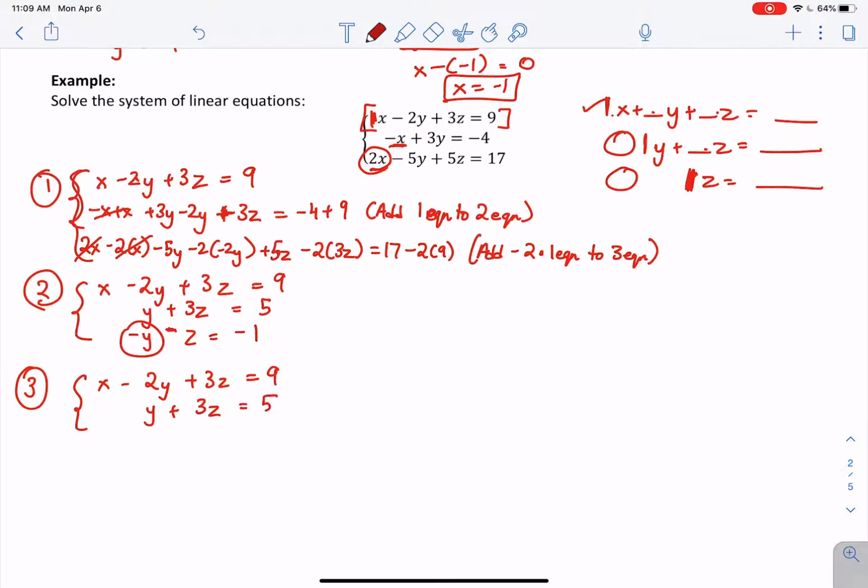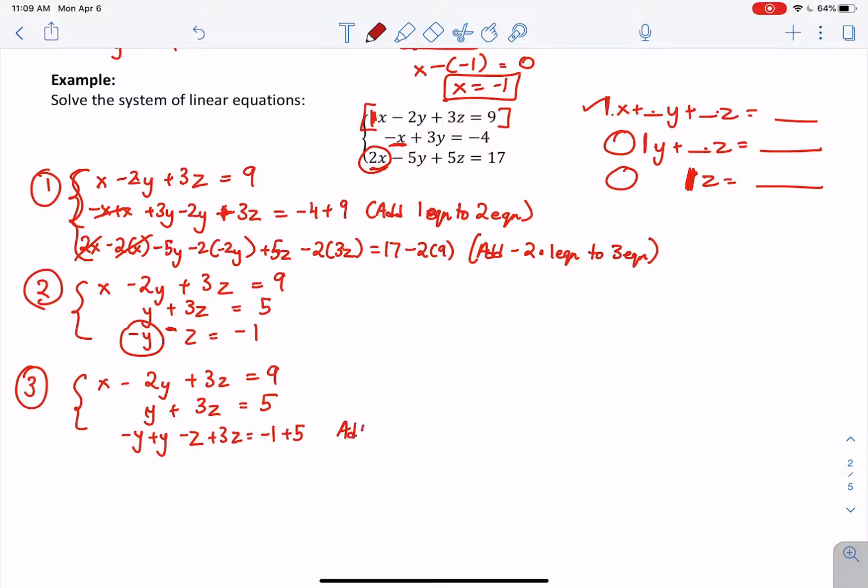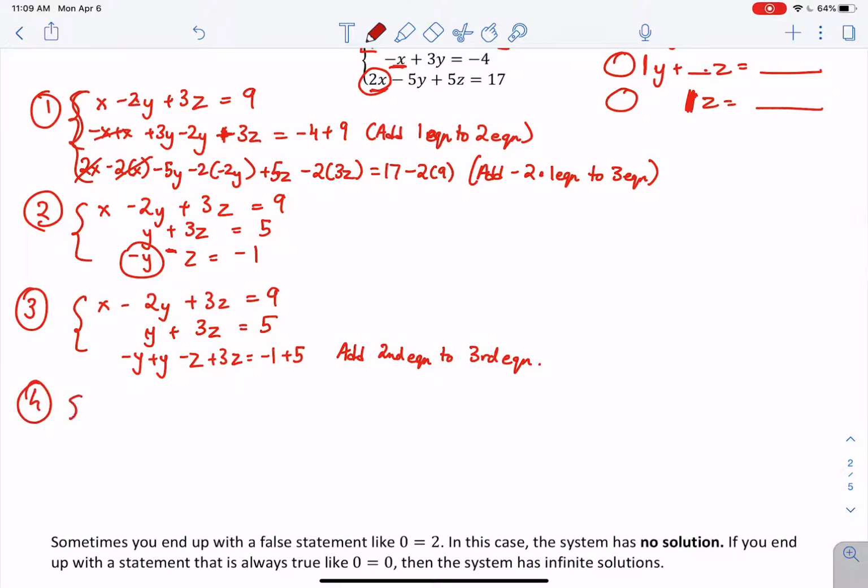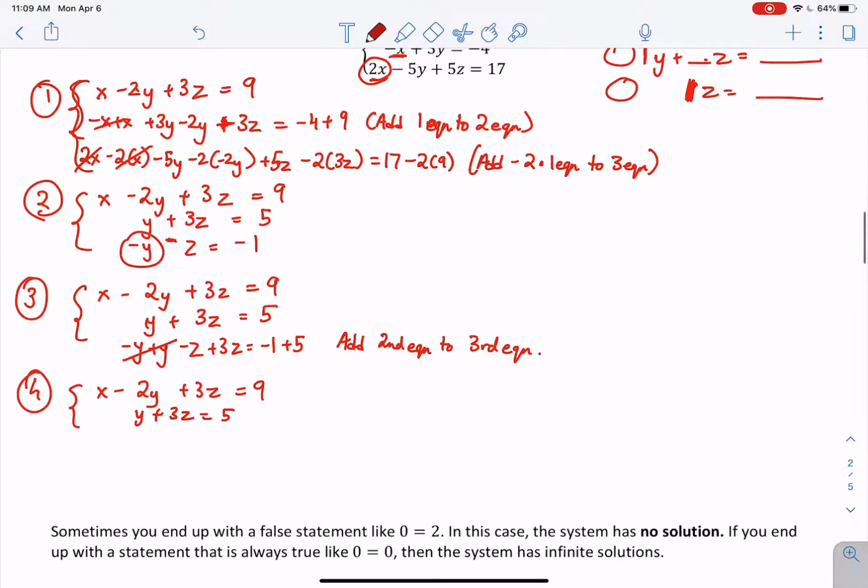We have that perfect. The third equation, I need to get rid of the y, so I'm going to add the second equation to it. So minus z plus 3z and minus 1 plus 5. So I've added the second equation to the third equation. And now I get x minus 2y plus 3z equals 9. Y plus 3z equals 5. And then minus y plus y, those cancel. Minus z plus 3z is 2z equals 4.